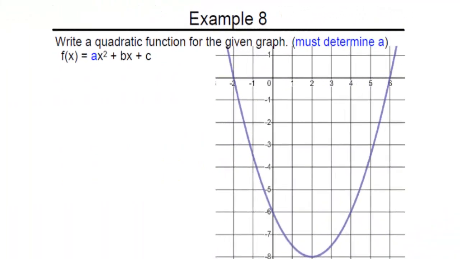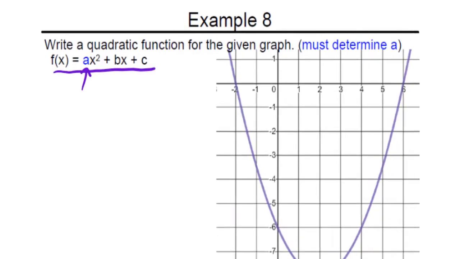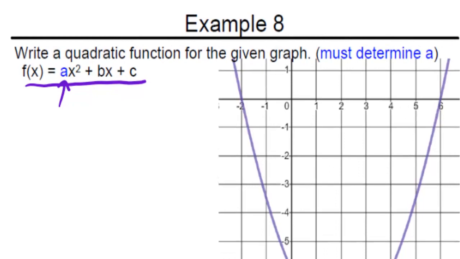Okay, so on example 8, they want us to write a quadratic function for the given graph. And of course, the function is supposed to look like this. The one thing you got to be careful of is finding out the value of a, because a lot of people, when they do this, they start with the roots and they work backwards, but they forget to calculate the value of a. Now we can see that the roots are right here.